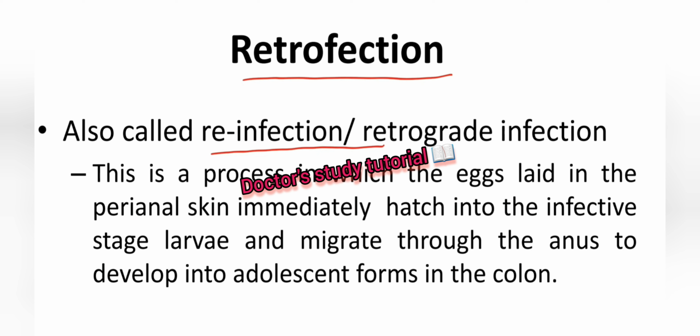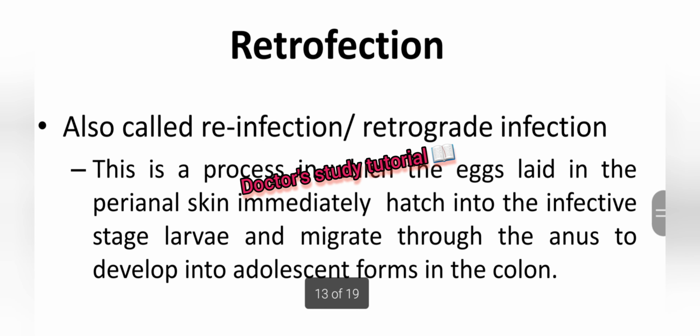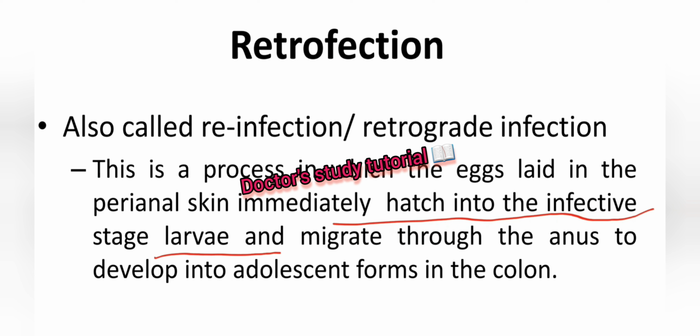It is also called re-infection, retrograde infection. This is a process in which the eggs laid on the perianal skin immediately hatch into infective stage larvae and migrate through the anus to develop into the adolescent form in the colon.